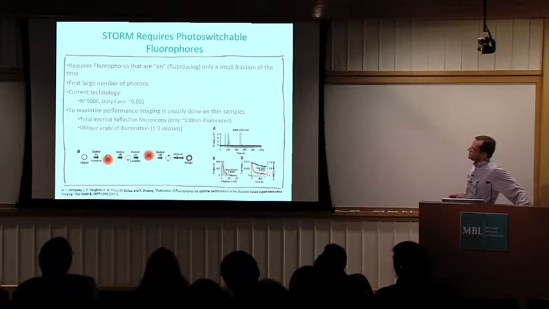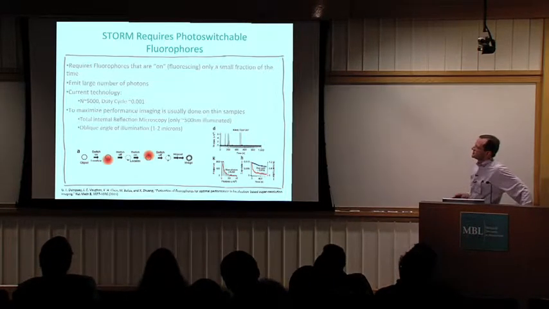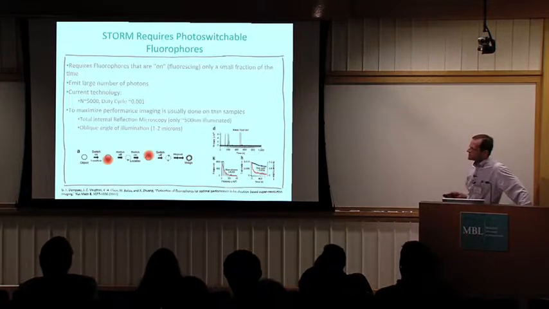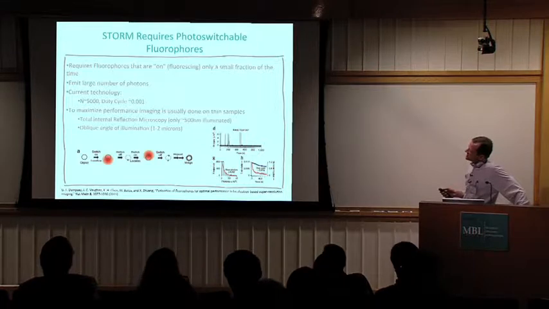So there's two aspects of resolution in STORM microscopy. One, as I mentioned, is the photon statistics. So the more photons you collect, the better your image is of the point spread function, or the image of one fluorophore. And the better that image is, the easier it is to tell where the center of emission is, and the better your localization accuracy is going to be.